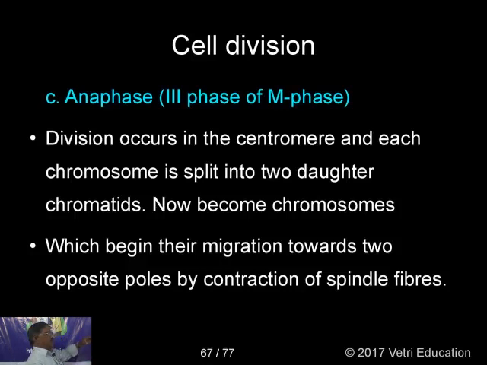Division occurs in the centromere, and each chromosome is split into two daughter chromatids, and now they are called chromosomes, which begin their migration towards the opposite poles by contraction of spindle fibers. By the contraction of the spindle fibers, the daughter chromatids move to different poles.